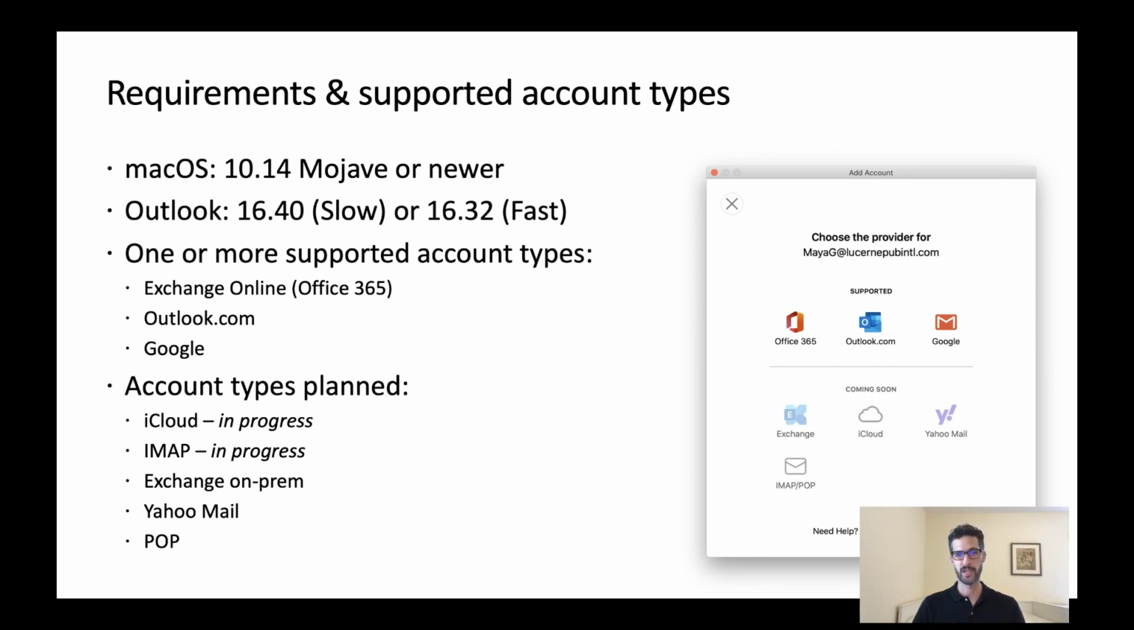We can actually report progress on iCloud and IMAP, which are currently in development, and we're planning for support of Exchange On-Prem, Yahoo, and Pop. So these are coming, and we are listening to the feedback loud and clear.